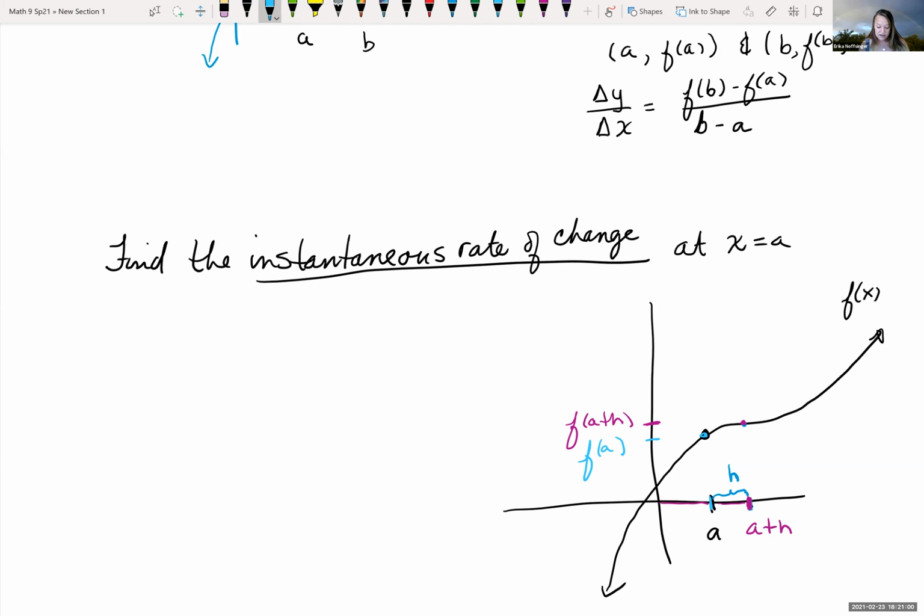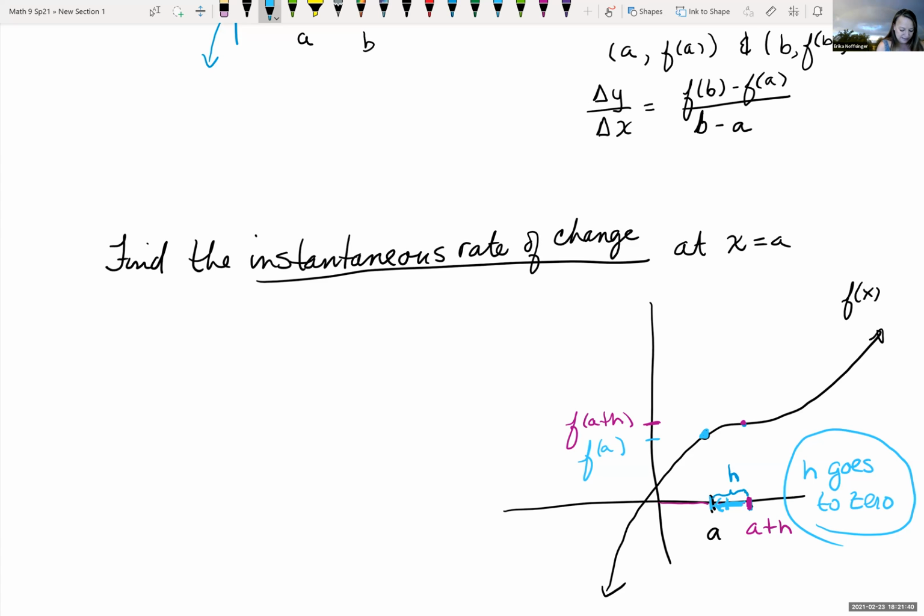But we know that we could even get a better estimate of what's going on at A if this distance H is actually smaller. So what we're basically doing is we're saying, okay, let's choose another value H even closer to A. And we're going to get this infinitesimally small. It's basically this H value is going to 0. So H goes to 0. That distance between those 2 points is going to be nothing. And so this is where the definition of limits helps us.